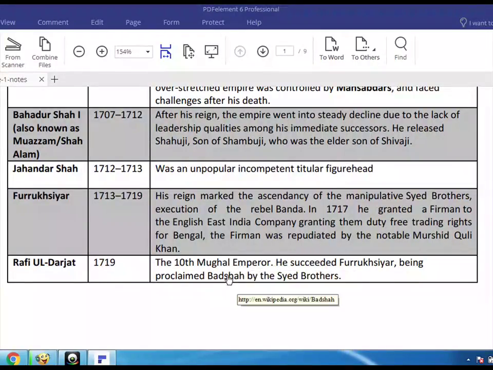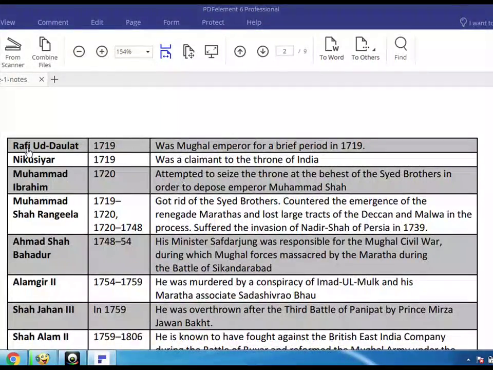Rafi ul Darajat, 1719, the 10th Mughal Emperor. He succeeded Farrukhsiyar, being proclaimed Badshah by the Syed brothers. Rafi-ud-Daulah, 1719, was Mughal Emperor for a brief period in 1719. Nekusiyar, 1719, was a claimant to the throne of India. Muhammad Ibrahim, 1720, attempted to seize the throne at the behest of the Syed brothers in order to depose Emperor Muhammad Shah.